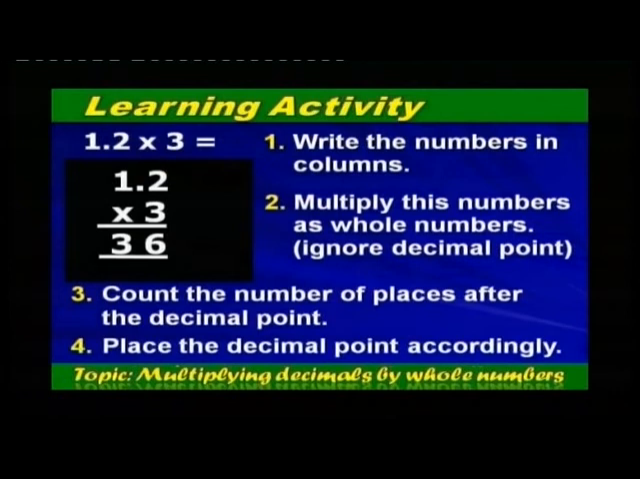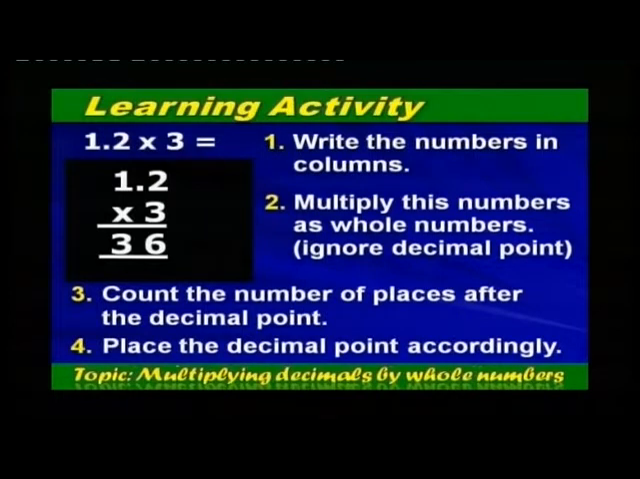Step number 4. Class, can you read step number 4? What does step number 4 state? Place the decimal point accordingly. So step number 4 says you place the decimal point accordingly. What does that mean? That refers to when you come to your final answer. When you come to your final answer, how many decimal places have you found in the factors?